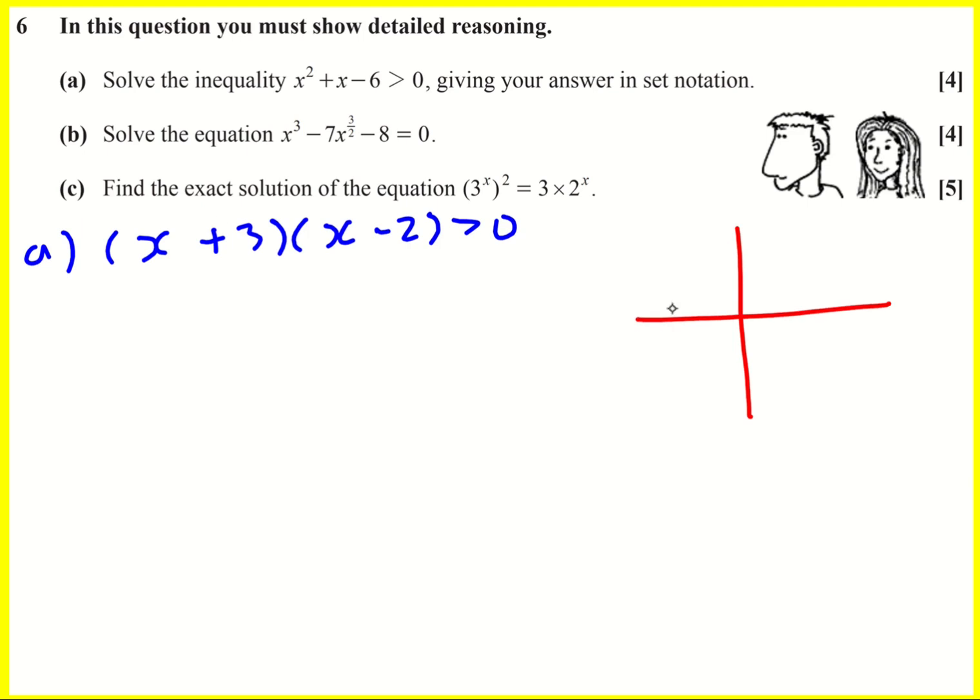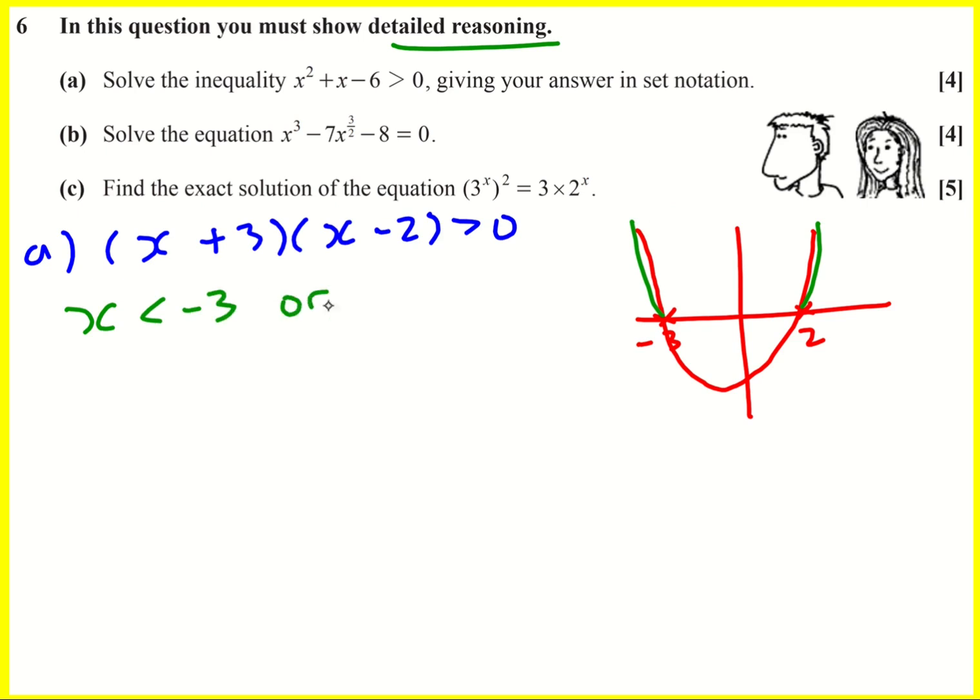We'd get roots of minus 3 and 2, because it's where x plus 3 is 0 or x minus 2 is 0. And if I sketch this as a happy quadratic, it would look a little bit like this. Where is that graph greater than 0? Well, it's either here or here. And from that, I can clearly see that either x is less than minus 3, or, and we definitely need an or, not an and, x is greater than 2. I can't combine them into a single inequality, that's it.